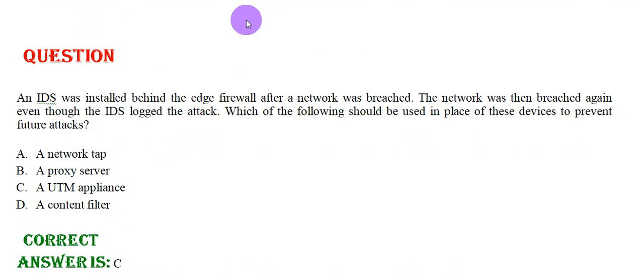An IDS was installed behind the edge firewall after the network was breached. The network was then breached again, even though the IDS logged the attack. Which of the following should be used in place of these devices to prevent future attacks? Option A, network tap. Option B, a proxy server. Option C, a UTM appliance. And option D, a content filter. The correct answer is option C.